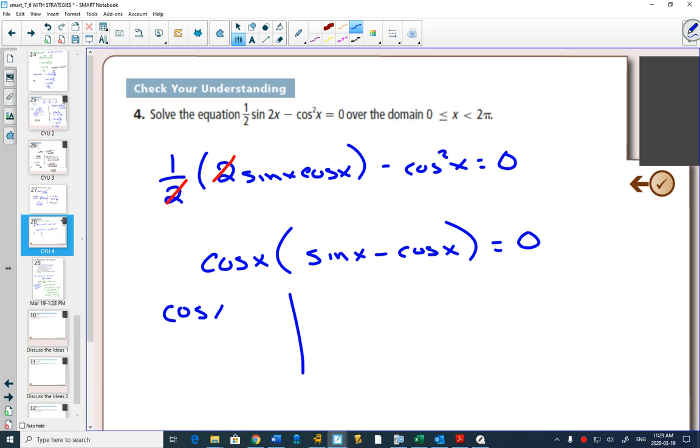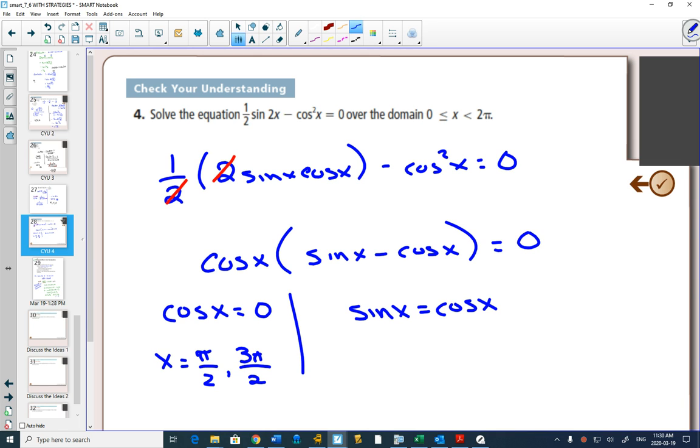So this one factor is easy. Cos x will equal 0. The other factor is not so easy, in that sine x would have to equal cos x for that to be 0. Okay? Now, this one is from your pie plate. When is your x coordinate equal to 0? Pi over 2 and 3 pi over 2.